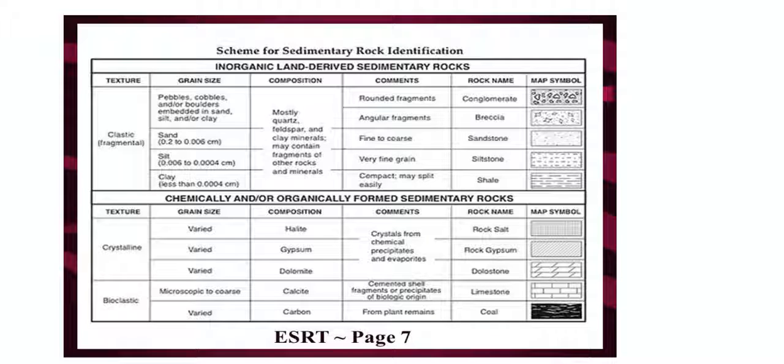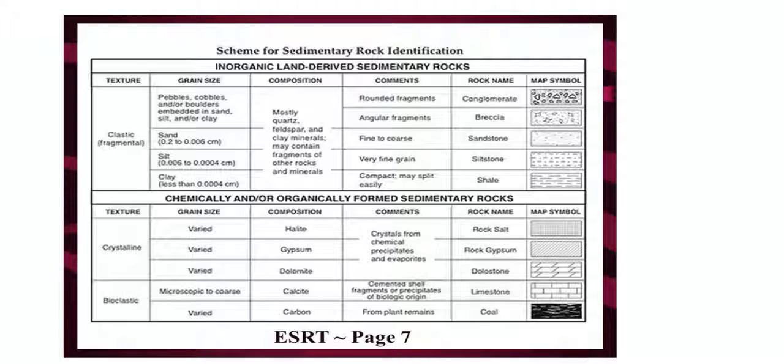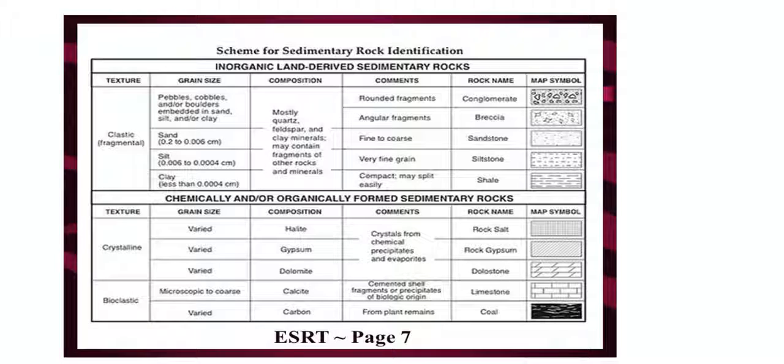The one twist in this key is that we have two versions of limestone. You'll notice that we also have cemented shell fragments. The term cemented should remind you of the first formation process we talked about that went along with these first five clastic inorganic sedimentary rocks.